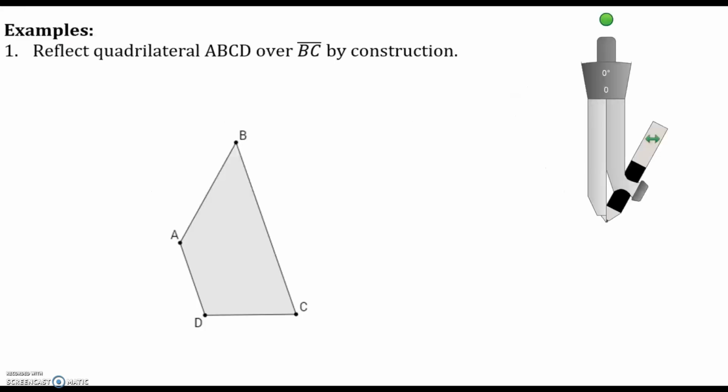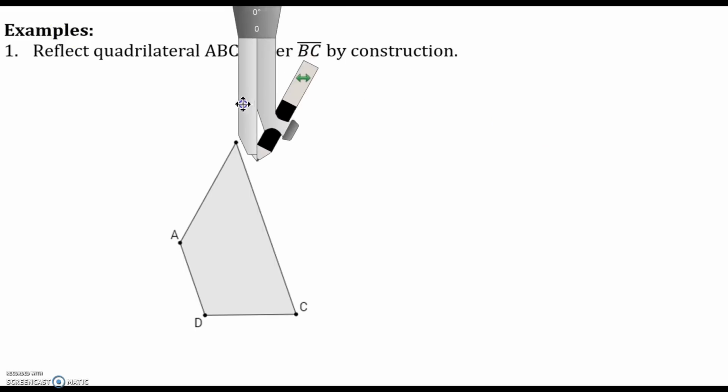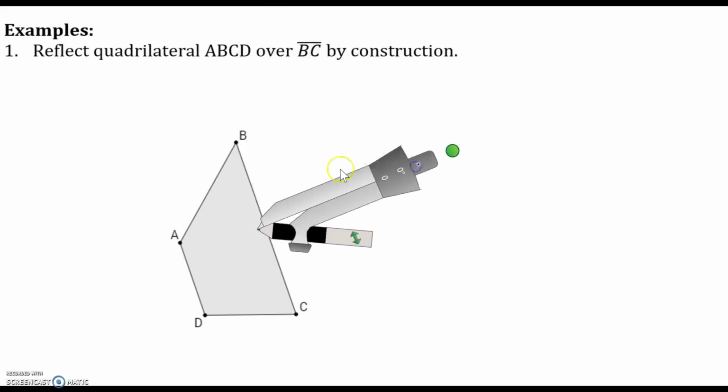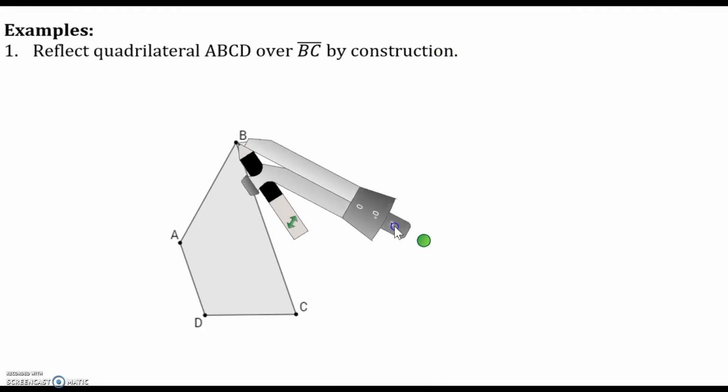In order to be able to do any of these, though, we first need to know how to reflect a shape over a line. So with our compasses, to reflect this quadrilateral over BC, since BC is what we're reflecting over, it's going to remain fixed. We're not going to move B or C. So what we're going to do is measure how far away each of these points, the other two, are from B and C.